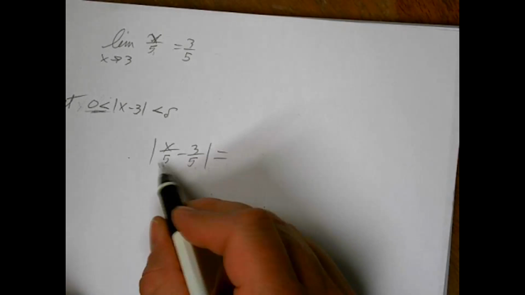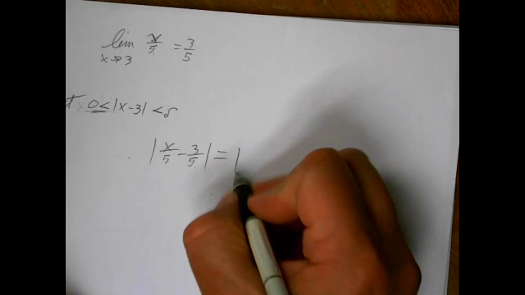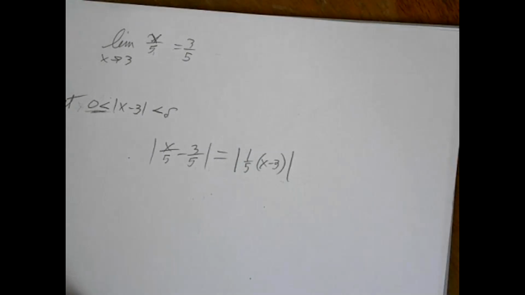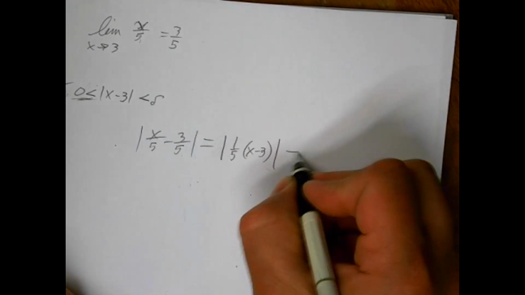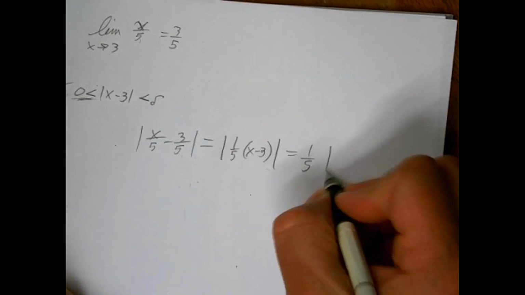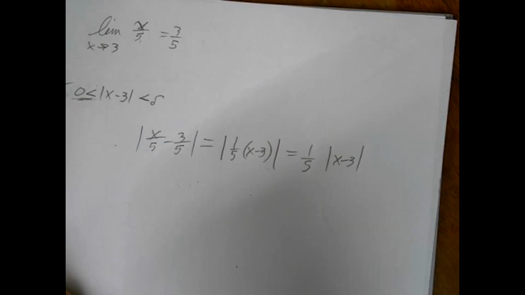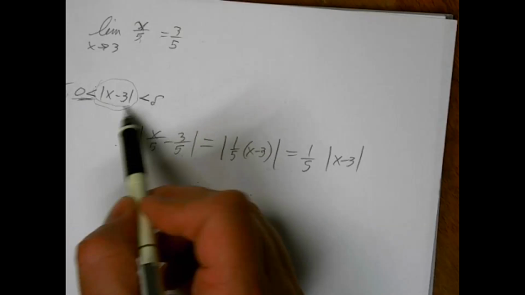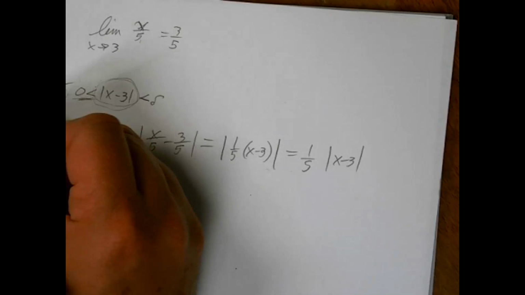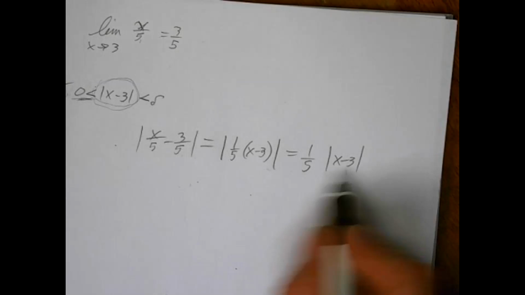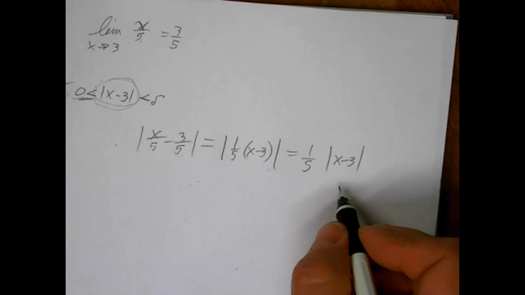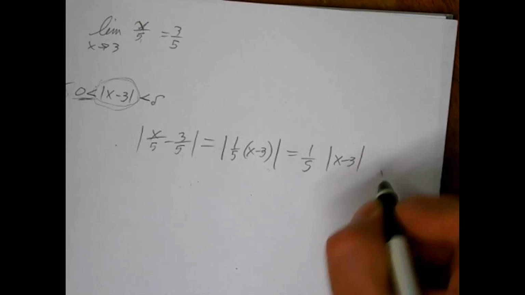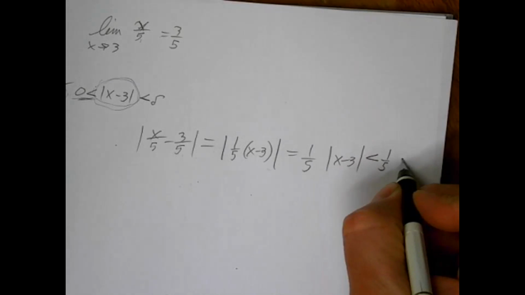All right, I noticed, for example, these both have a denominator of 5, so I can factor out a 1/5. Okay, absolute value 1/5 will be 1/5. What we're hoping to see happen is this expression right here that we use in our original assumption statement. We're hoping it'll show up somewhere here, and now it has. Now since absolute value of x minus 3 is less than delta, that means this is less than 1/5 delta.